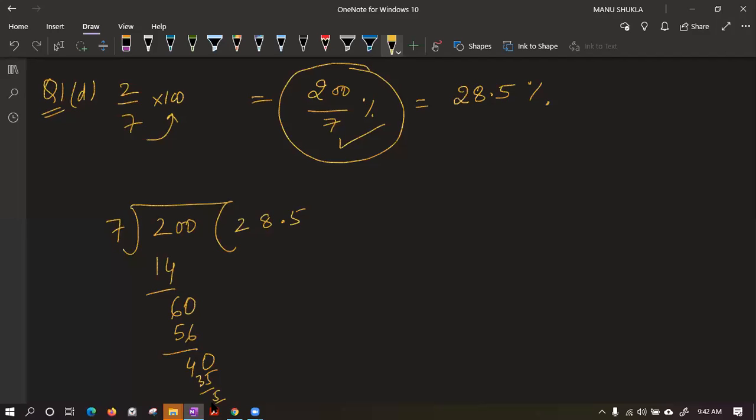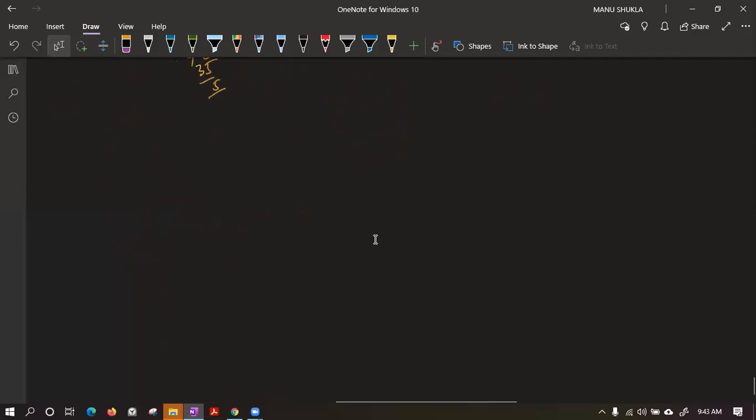Now let's take question number 4. Question number 3 is easy. In that, you just have to find the fraction and then you have to find the percentage. Sir, can we find percentage in mixed? You can find, no issue. You can do. Let's see.